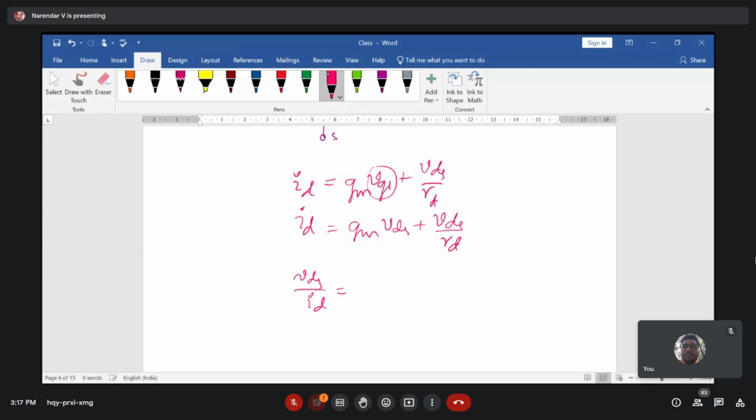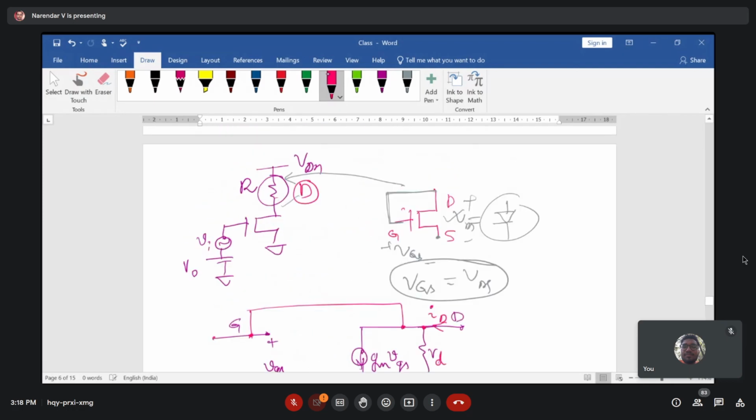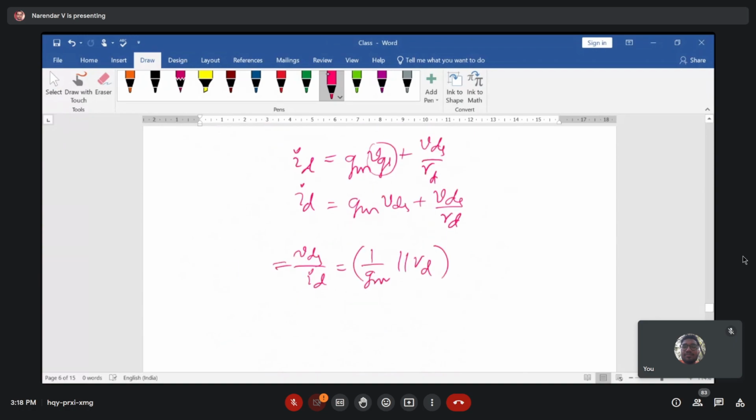Now if you rearrange the terms, then you can see that VDS by ID is equivalent to 1 over GM in parallel with RD. This is what is referred to as your equivalent resistance, right? So we just replaced the previous resistor with a diode connected MOSFET, and this diode connected MOSFET has an equivalent resistance. So this is your resistance equivalent of the diode connected MOSFET.